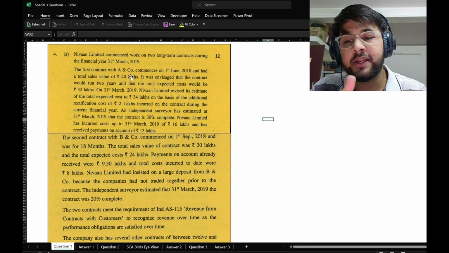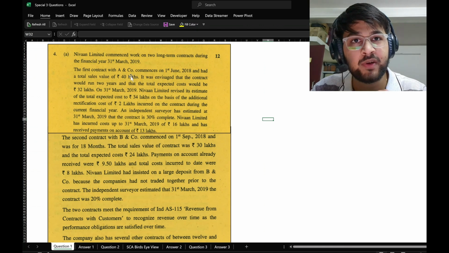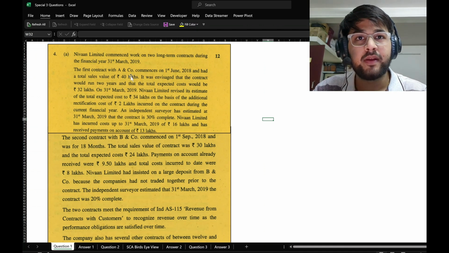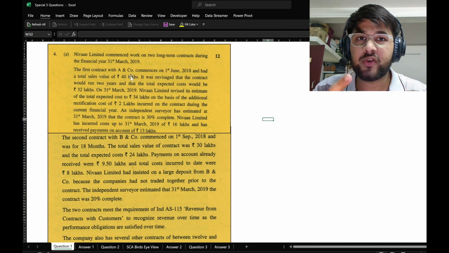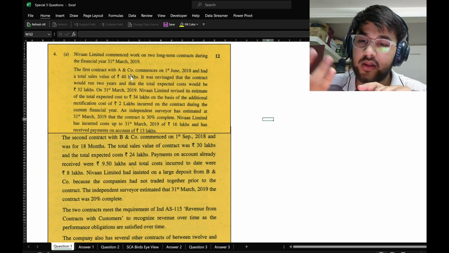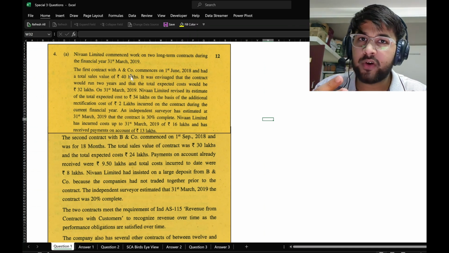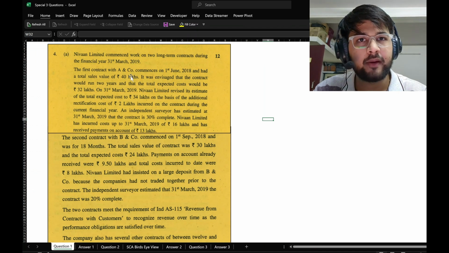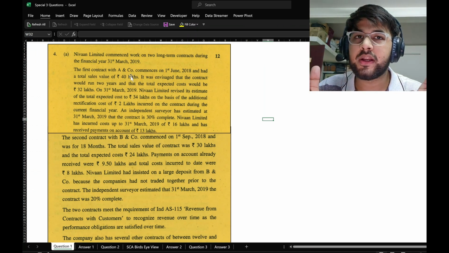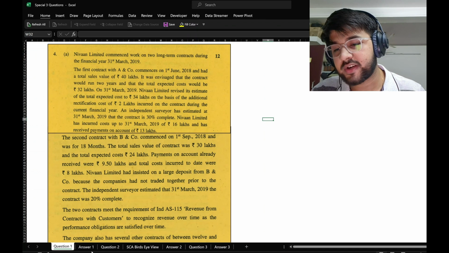The third point being they have percentage of completion given as 30%. The question further states that the revenue is recognized over a period of time. So 30% is output method. Then it states that the cost incurred till date is 16 lakh and you have received payments of 13 lakh. So what we would be doing is first making the extract of the profit or loss.